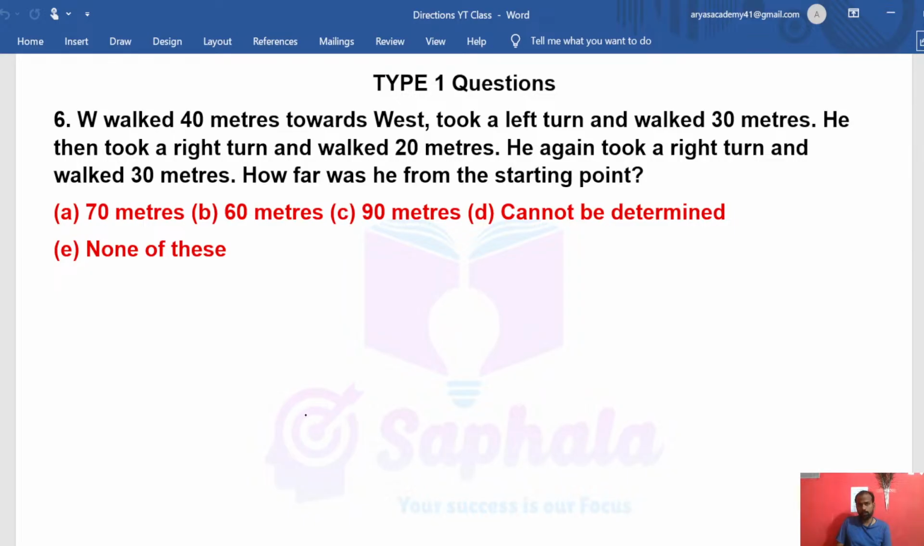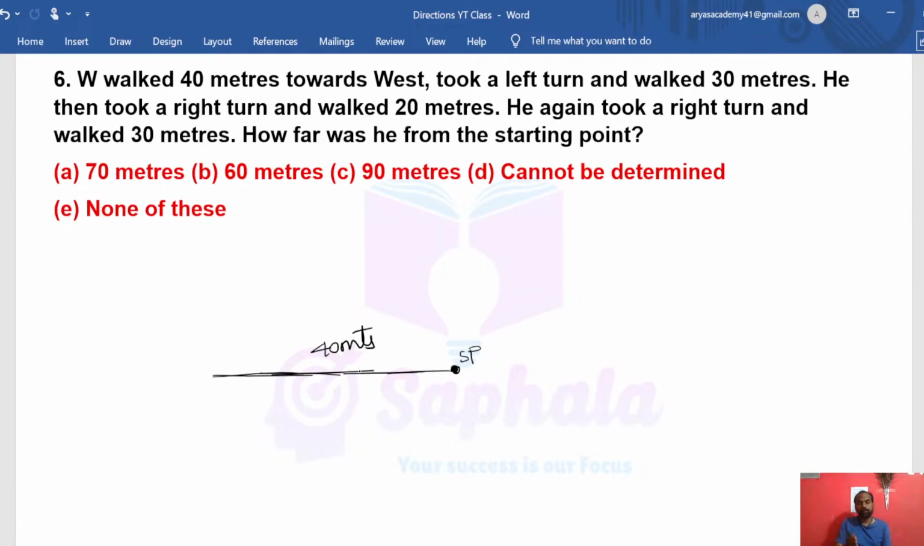W walked towards west. I am assuming this is the starting point, which I'll denote by SP. Moving west means I have to go towards left. The distance is 40 meters, so accordingly you draw the line according to the value mentioned in the distance. I have drawn this much for 40 meters. If it is 50, it has to be slightly longer than this line. If it is 20, it has to be half of it. But ensure that you are not getting confused later on.